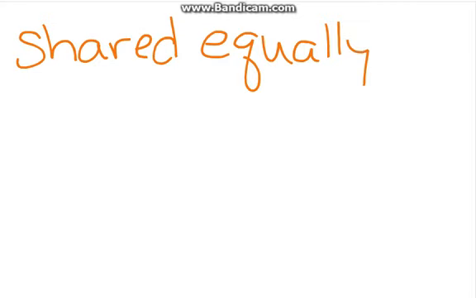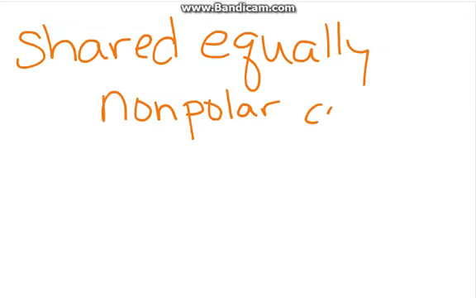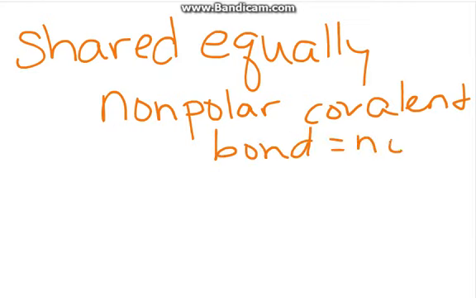You have two different types. If they are shared equally, if they're all kinds of happy and there's not more electrons being shared on one side, but if it's shared equally, then that gives you a nonpolar covalent bond. It has no charge.